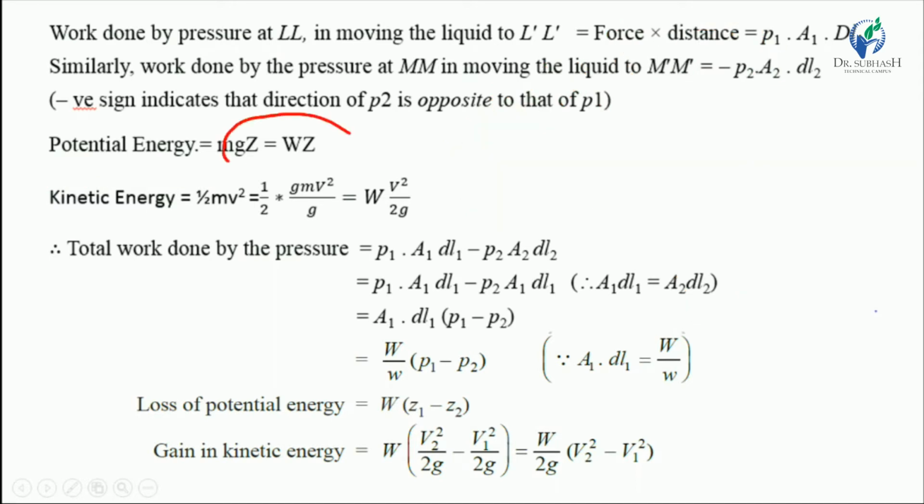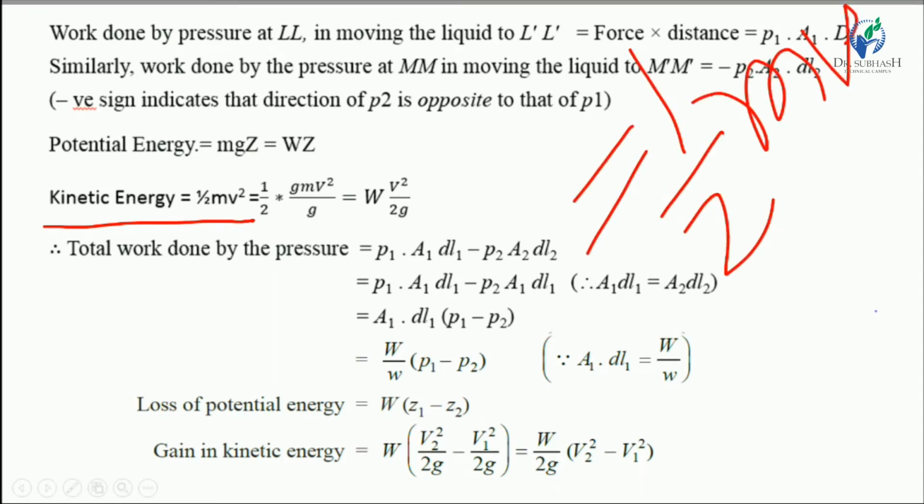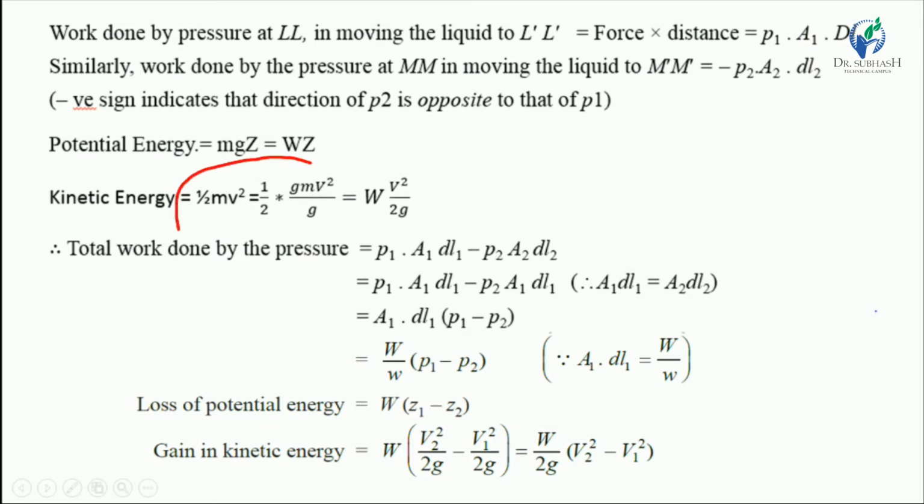Okay. So we can write mgz. We know that mg is weight, so weight into z is the potential energy. Now the kinetic energy equation we also know, 1/2 mv square. So we can multiply and divide this kinetic energy equation by g, and we get mg v square upon 2g.